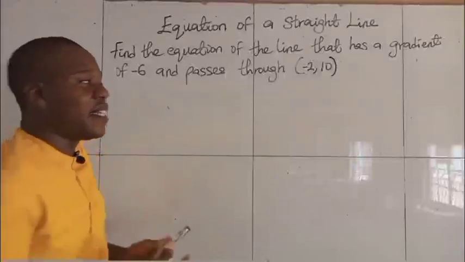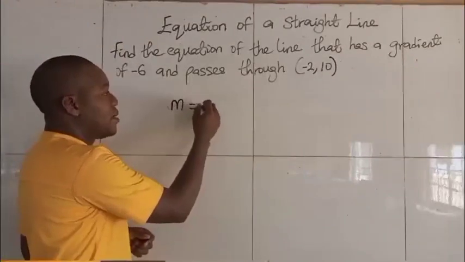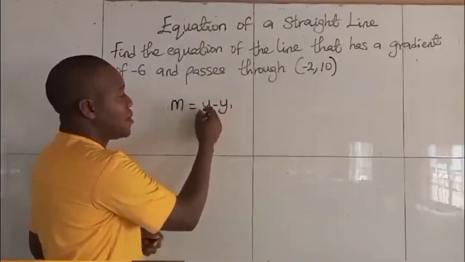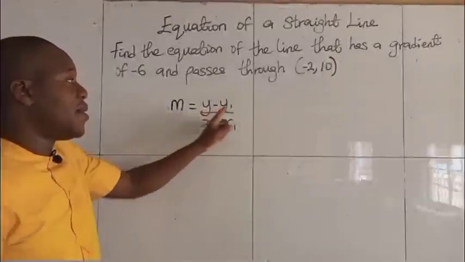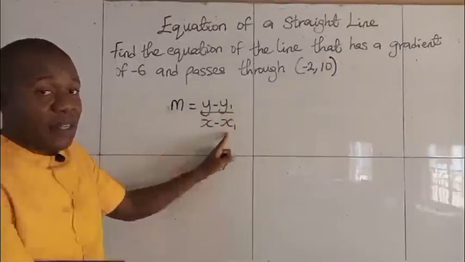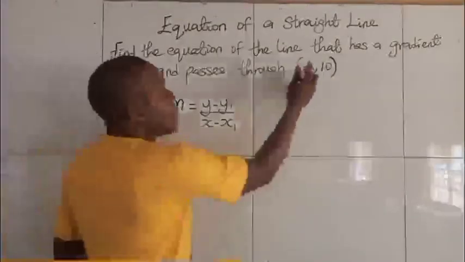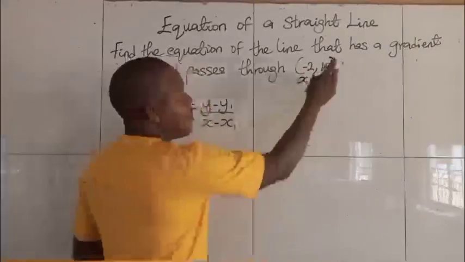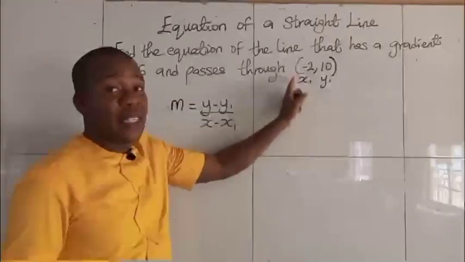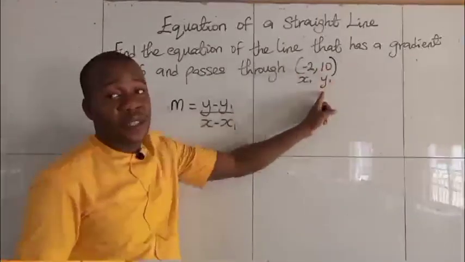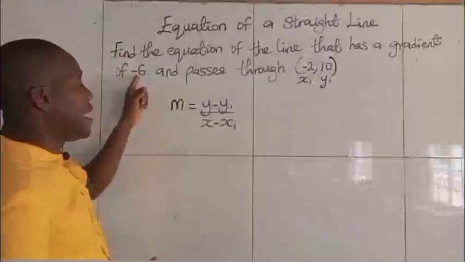And recall what we said, that every time a point and the gradient are given, we can say that m, which is the gradient, is equal to y minus y1 over x minus x1, where m is the gradient, (x1, y1) is the point given, and y and x are the variable points. So that means my -2 is my x1, and my 10 is my y1. I've said before that whenever a point is given, the first number is usually the x coordinate, and the next number is usually the y coordinate. So this is my x1, this is my y1, and this is my m, which is the gradient.